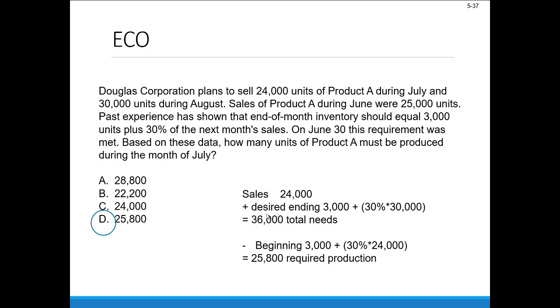We'll subtract from that the beginning inventory, and it said our rule requirement here was met. So that means we would have had 3,000 plus 30% of July sales of 24,000 on hand. 36,000 minus that beginning inventory gives us required production of 25,800 units.